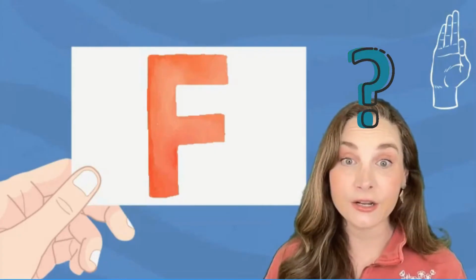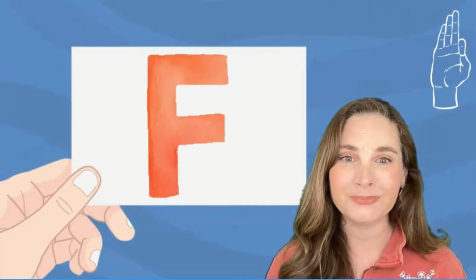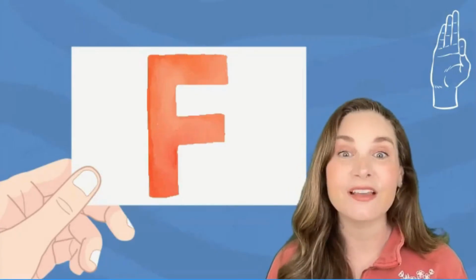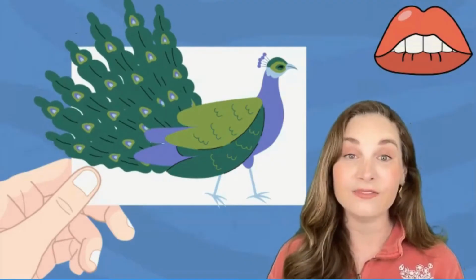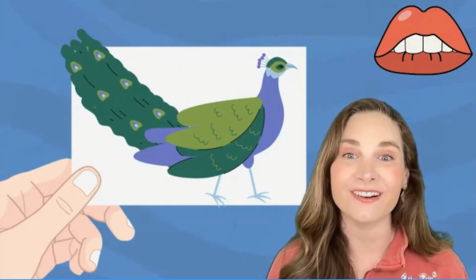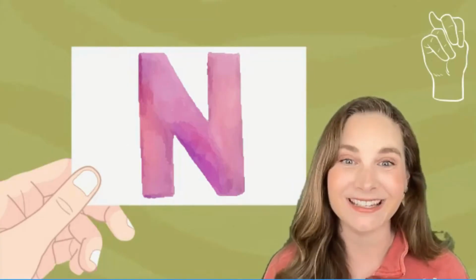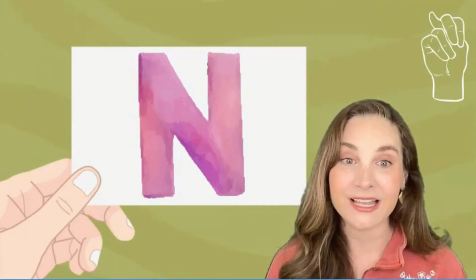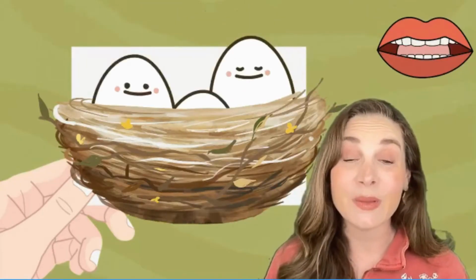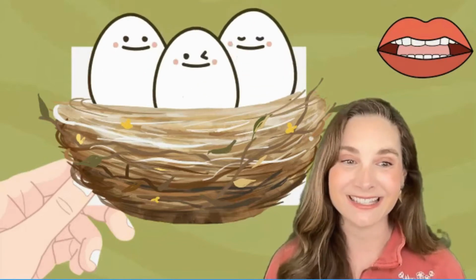This is the letter F. And what does the letter F spell? The letter F spells F, like in the beginning of the word feather. This is the letter N. And what does the letter N spell? The letter N spells N, like in the beginning of the word nest.